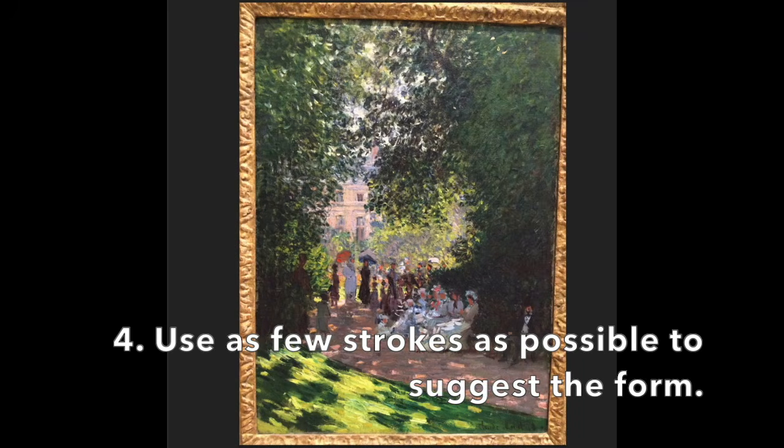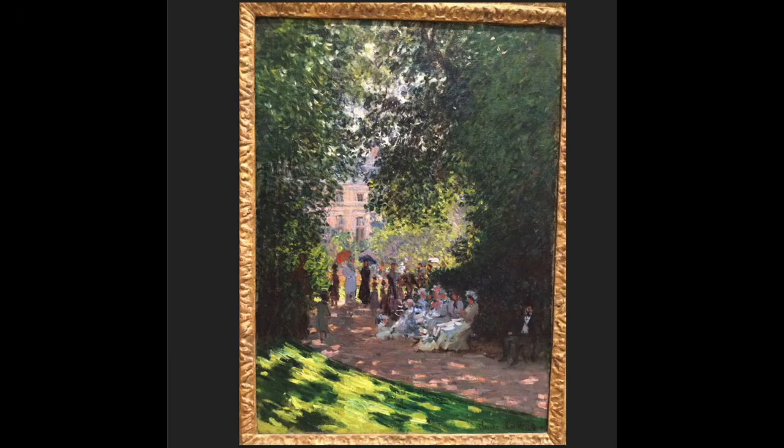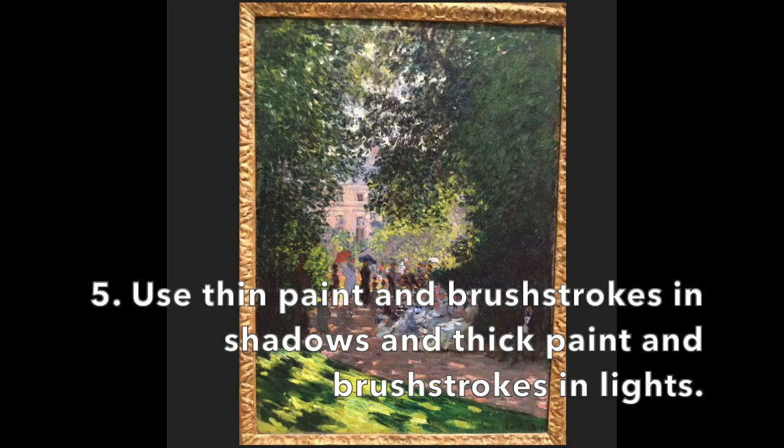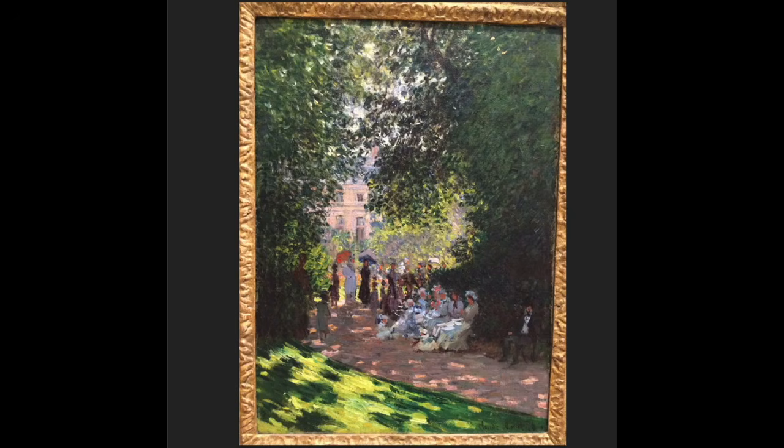And number 4 is use as few brushstrokes as possible to suggest that form. So if I can suggest something in 2 to 3 brushstrokes as opposed to 7 or 8, it's going to read a lot better. And number 5, use thin paint, thin brushstrokes in the shadows, and thick brushstrokes in the lights. So those are the 5 things we're going to kind of look at brushstroke wise.